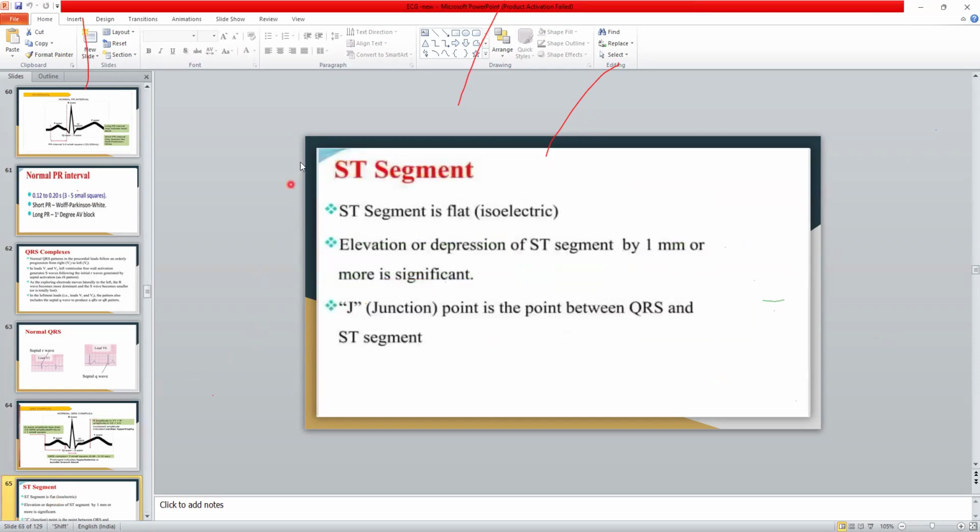So let us now know about the ST segment.